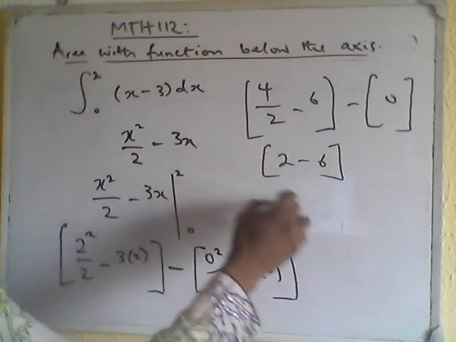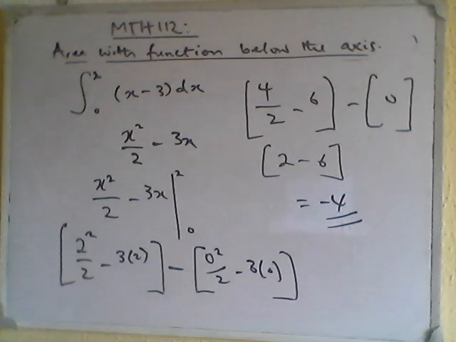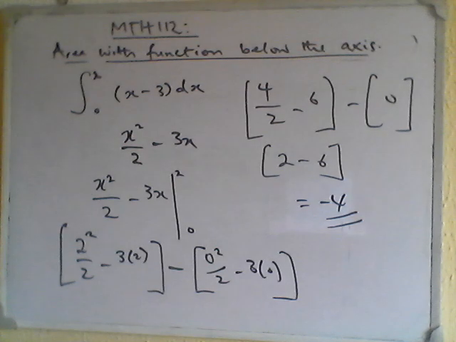This is 0 already. So 2 minus 6 is minus 4. So the negative sign here means that the graph is mostly below the x-axis. The graph is mostly below the x-axis.